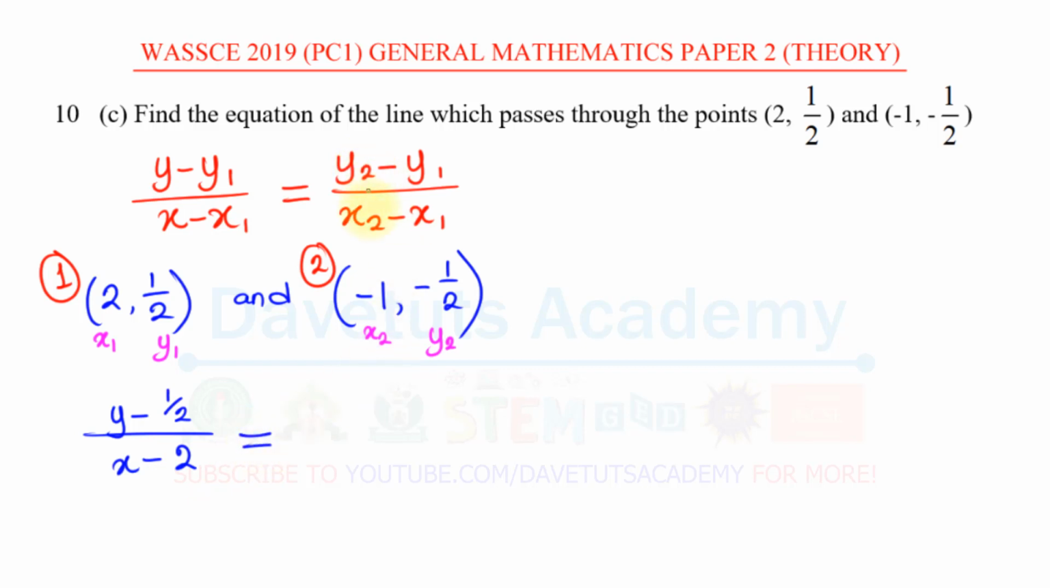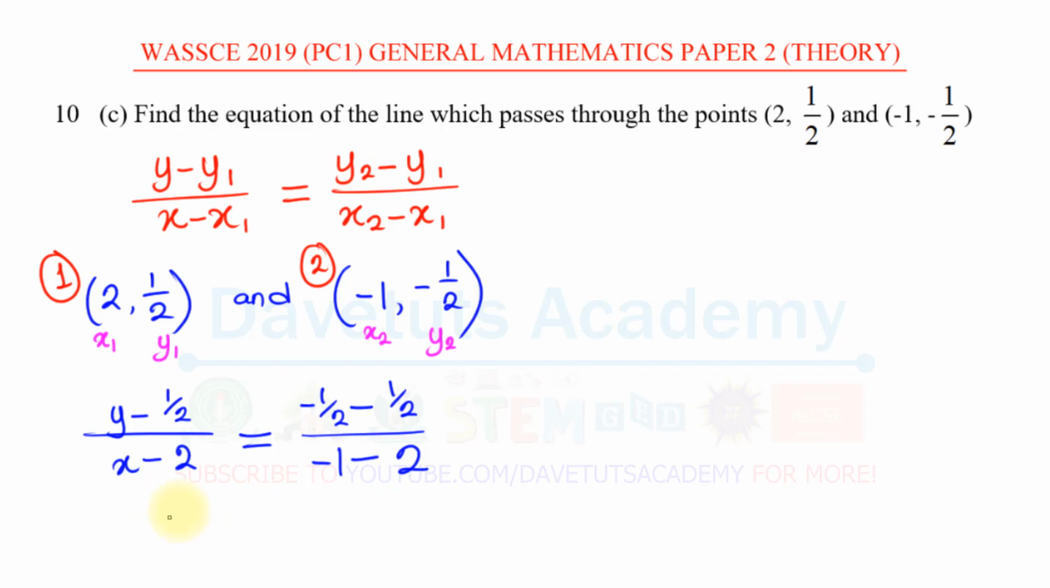is equal to y2 minus y1. And what is y2? Minus 1/2 minus y1. What is y1? 1 over 2. Okay, divided by x2. What is x2? x2 is minus 1, minus x1. What is x1? That is 2. So having substituted these values, we just need to simplify that particular expression that we have.